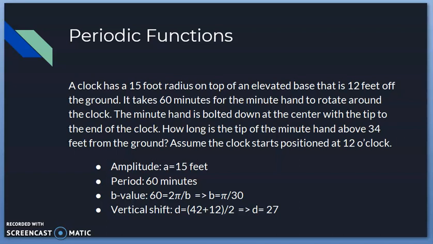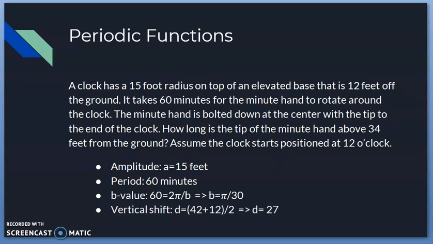Knowing the clock has a radius of 15 feet means the amplitude is 15 feet, because that's how much the tip of the minute hand can go up or down by. The period is 60 minutes because it takes 60 minutes to go around the clock to fulfill one cycle.